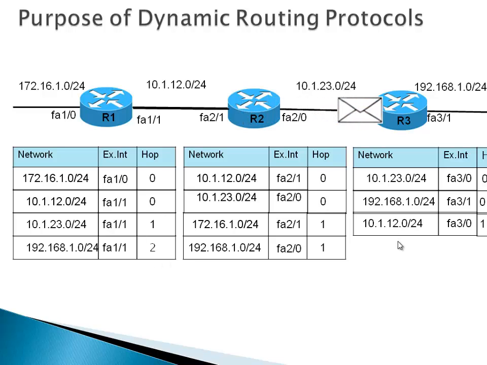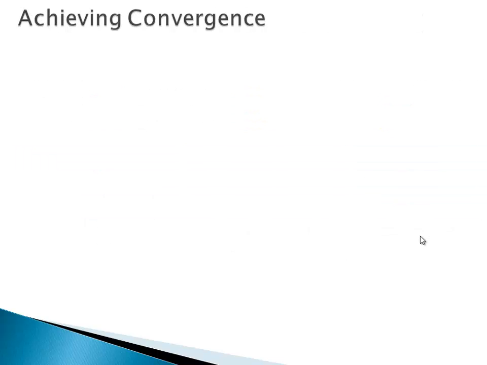And router 2 will advertise to router 3 the network that it learned through router 1. So router 3 is going to add that to the table, so 172.16.1.0, and it came on the interface FA3/0, and it's 2 hops away. Now you can see the network is converged. Every router knows how to get to every destination on the network, on the topology.